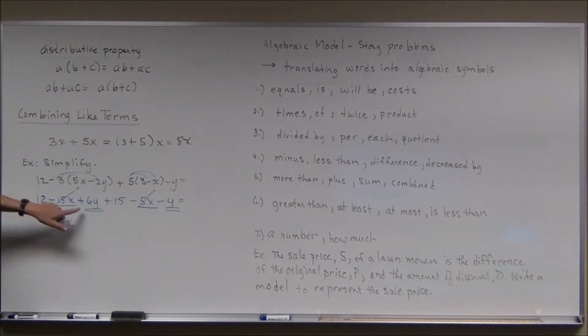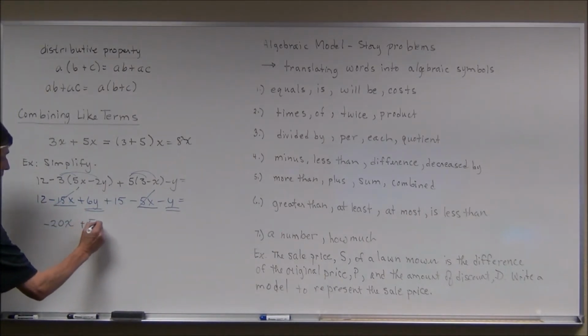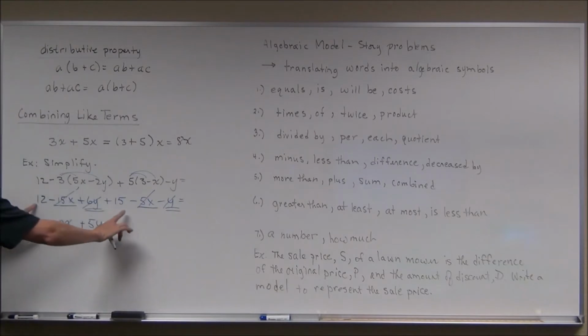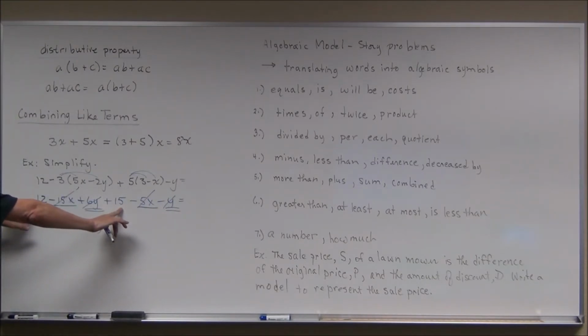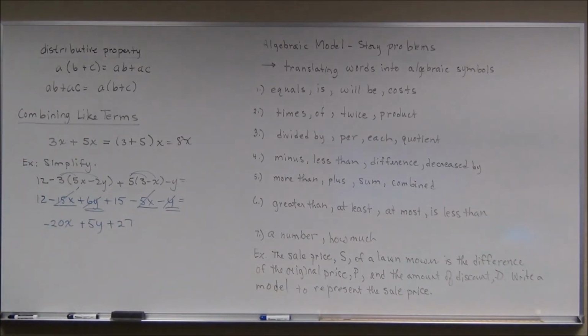And then I combine my y's. I have a plus 6y. I have a minus 1y. That's a plus 5y. And then I can combine my constant terms. A positive 12 and a plus 15 is a plus 27. That's as far as this guy goes. It doesn't combine. These are not like terms. And that's as far as I can go.